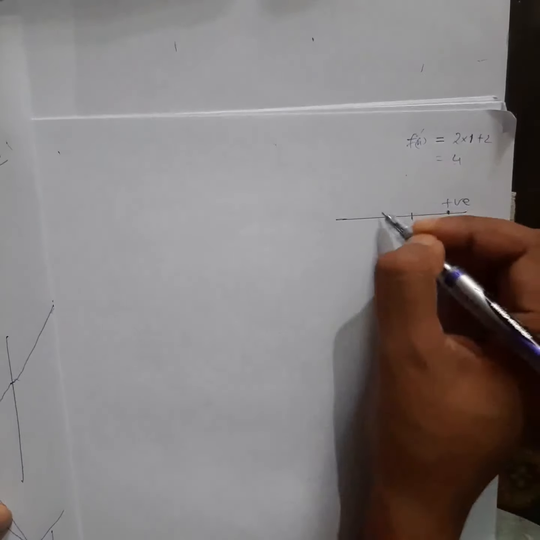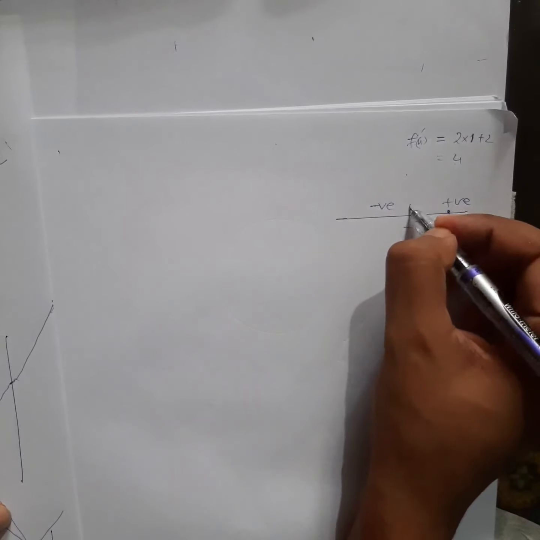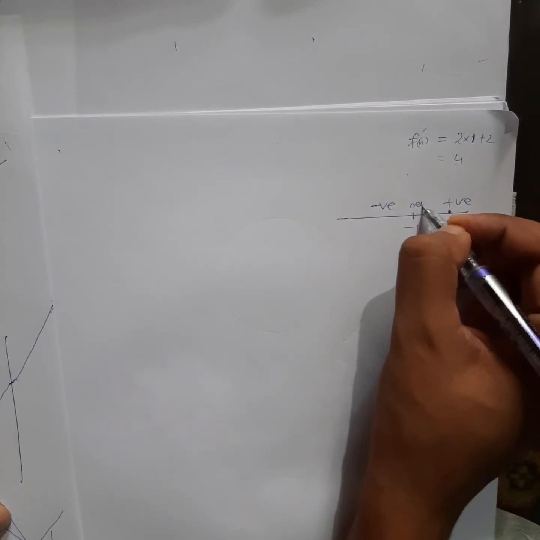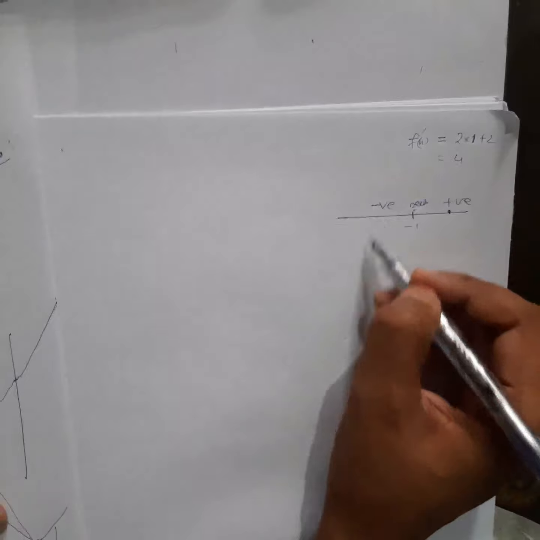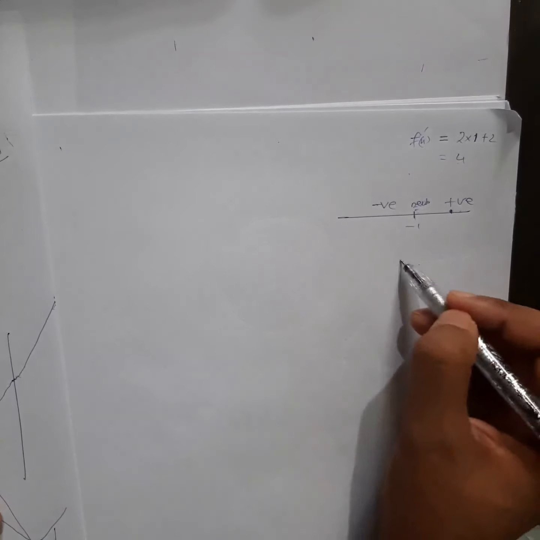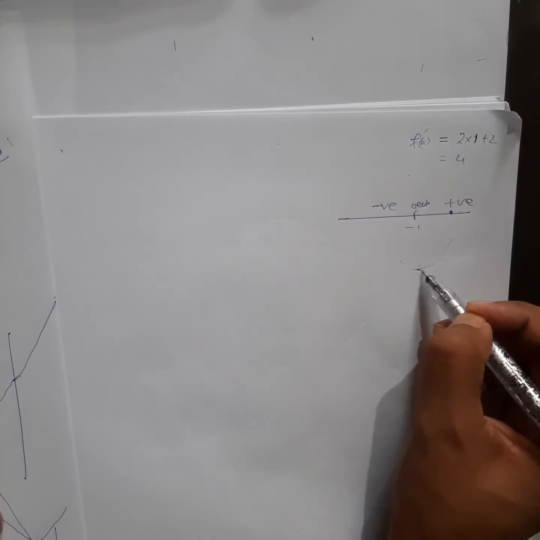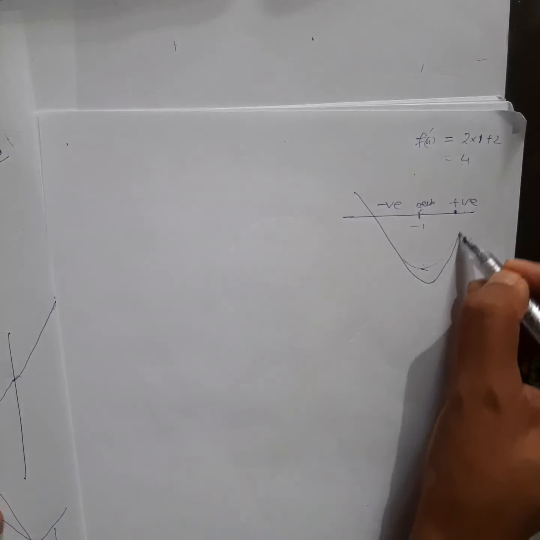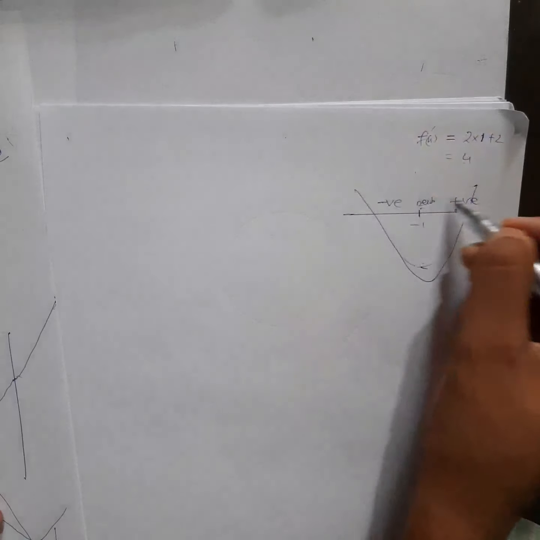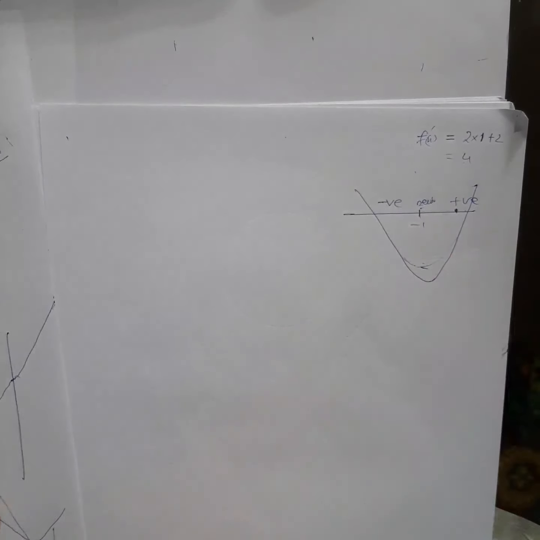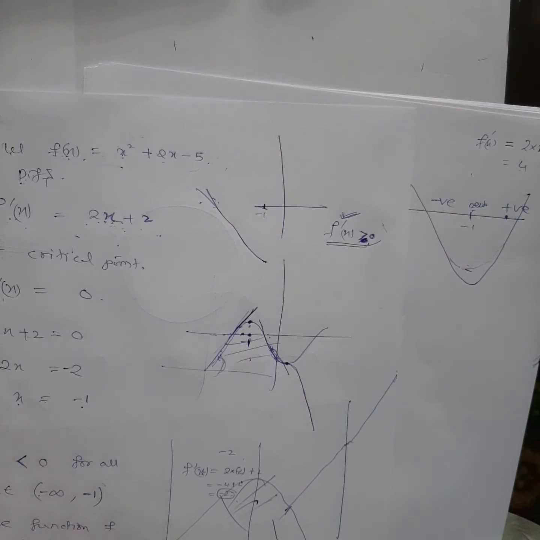So here you got positive, here you got negative, here it is neutral. Here negative means decreasing, here positive means increasing. So the graph here will be neutral like this, and then again increasing. It might be here also, but I know that the graph will be like this. I will try to show you the graph of this function also.